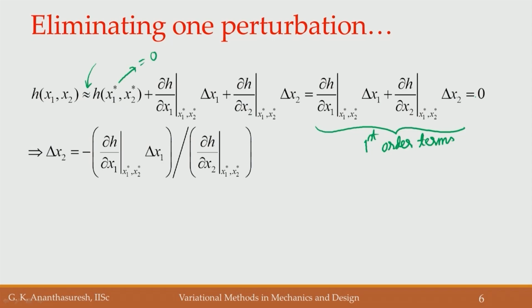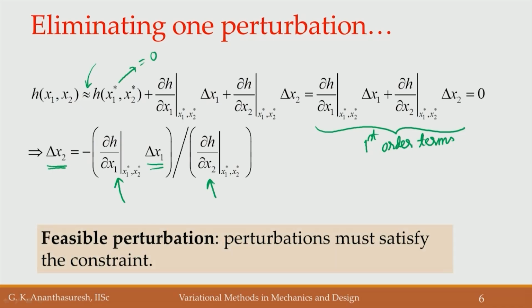Therefore, by using this relationship we can get delta x2 in terms of delta x1 and the information of the partial derivative of h with respect to x1 evaluated at that point, and the partial derivative of h with respect to x2 evaluated at x1 star, x2 star. Okay. So, now we are eliminating perturbations rather than the variable itself. It is an approximation, which is fine because a local minimum is always defined with respect to a local vicinity. So, taking a first order perturbation is perfectly fine with that. So, the feasible perturbation is something that satisfies the constraint even after perturbation.